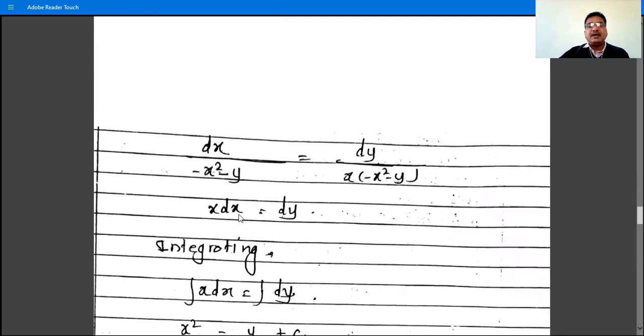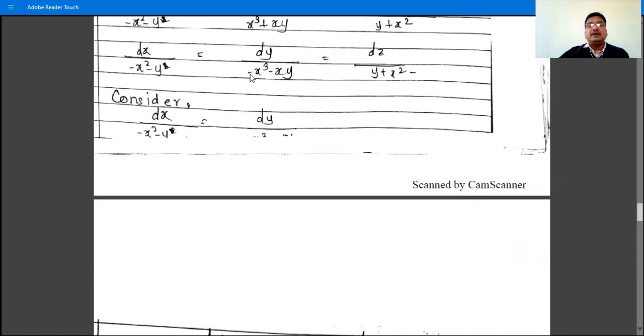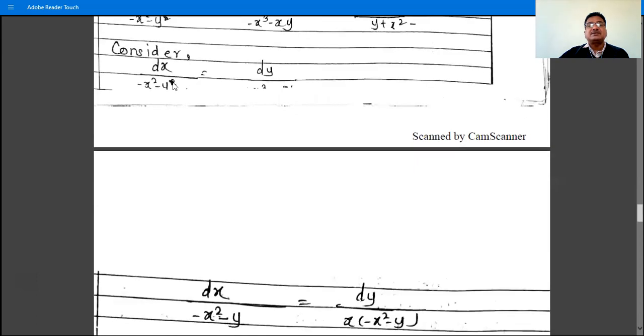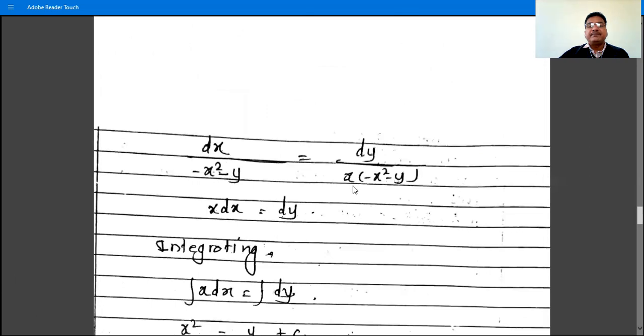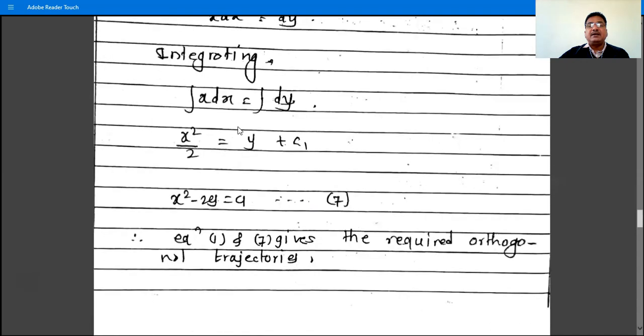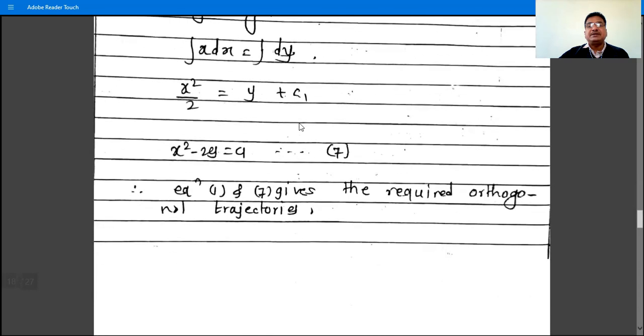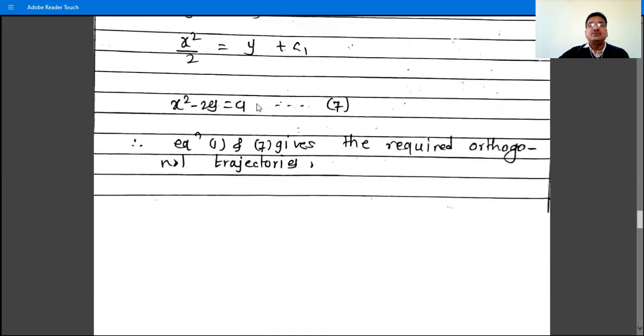So what we have is x dx. If you take x as a common factor from this, minus x as a common factor, then we have in bracket x square minus y, and cancel that minus x square minus y from both sides. We have dx by 1, dy by x, that is x dx is equal to dy, and after integration we have x square by 2 is equal to the integration of dy, which is y plus constant of integration c1. And so x square, if we multiply by 2 and write 2c1 dash as c1, then we have x square minus 2y is equal to c1.